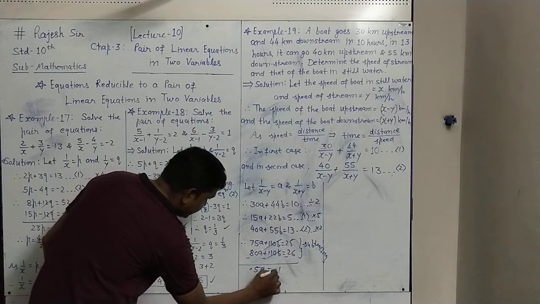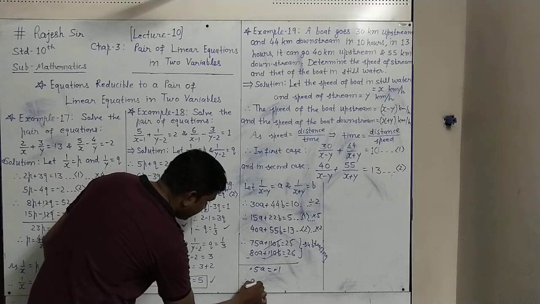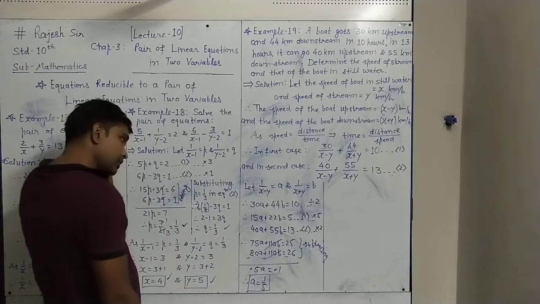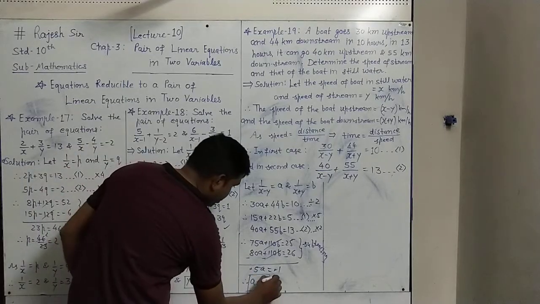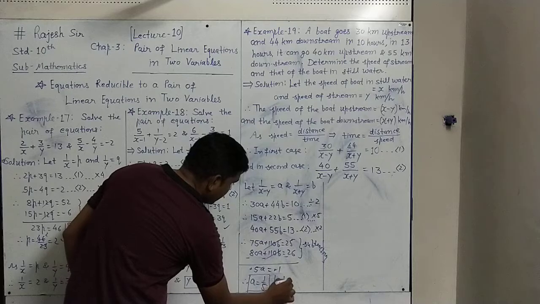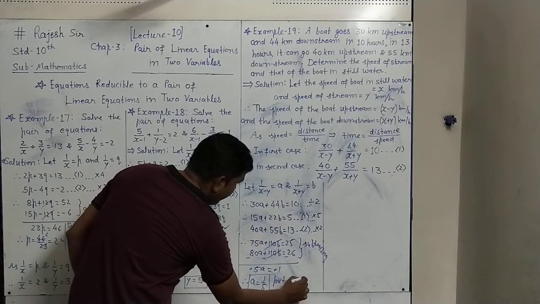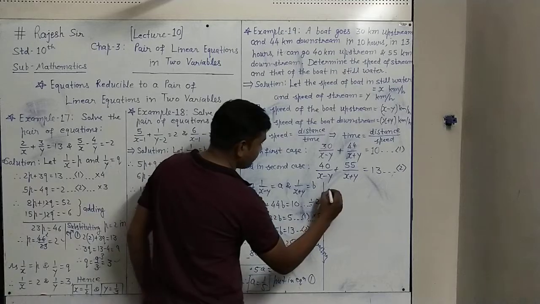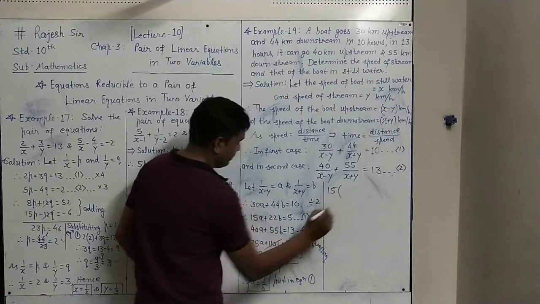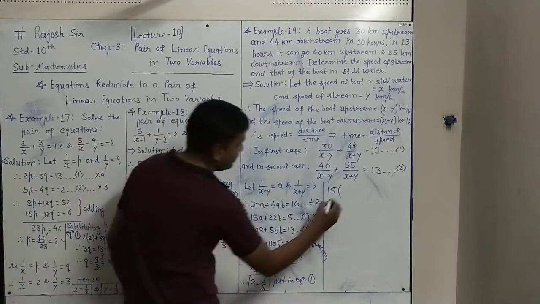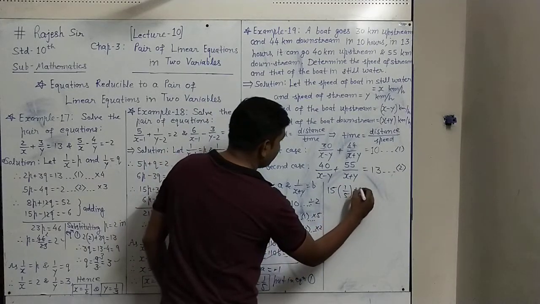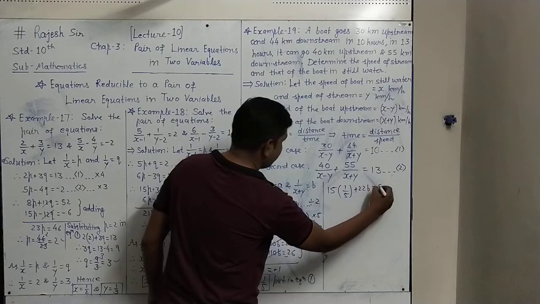Minus minus, both sides cancel. So a equals 1 upon 5. A equals 1 upon 5. Put this a equals 1 upon 5 in equation 1. So in equation 1 we will have 15a, and 15a is 15 upon 5, plus 22b equals 5.